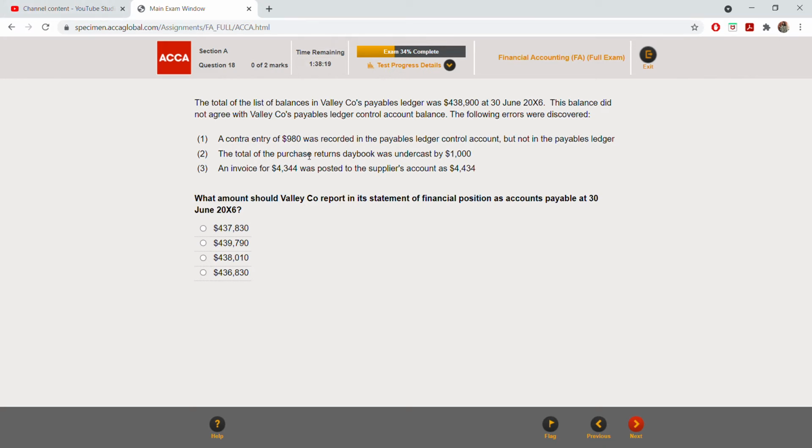Next, what is it? The total of the list of the balances in Valley Company's payable ledger was this much. This balance did not agree with the Valley's payable ledger control account. The following errors were discovered. What amount should Valley Company report in its statement of financial position as accounts payable at 30th June 2006? Contra entry 980 was recorded in payable ledger control account but not in payable ledger. Total of purchase return debit was under cost. Invoice of this one was posted to the supply account as this much.